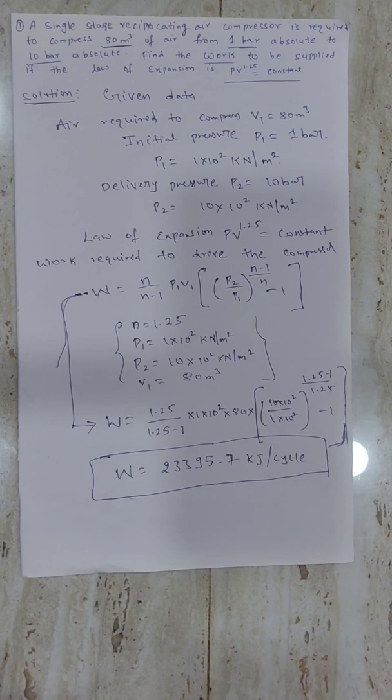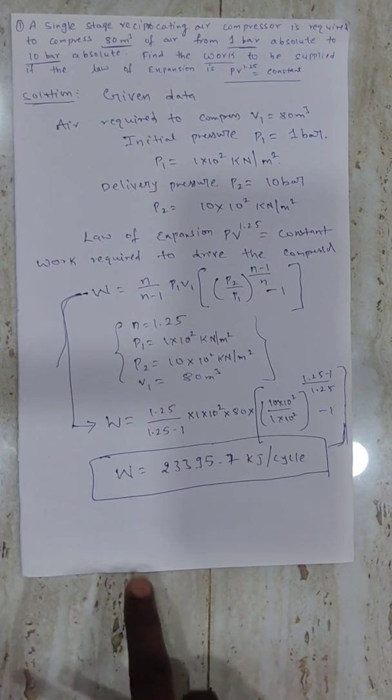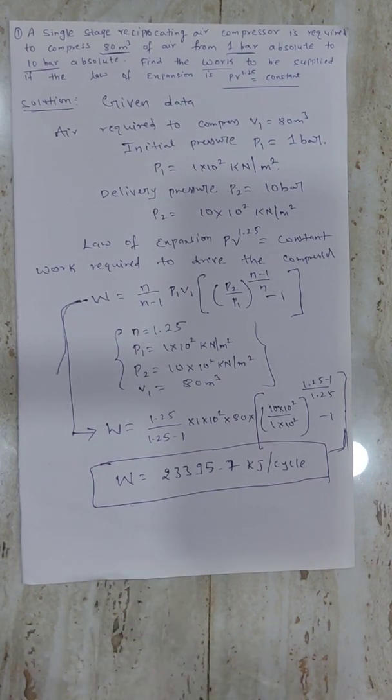According to the law of expansion, PV power 1.25 is equal to constant. Therefore, the n value becomes n is equal to 1.25. Therefore we know the work done formula. We have studied it in the last class, and I have told you the derivation of this work done also. That is W is equal to n by n minus 1 into P1 V1, into the bracket open of P2 by P1 whole to the power of n minus 1 by n, minus 1. That is the formula for the work done.